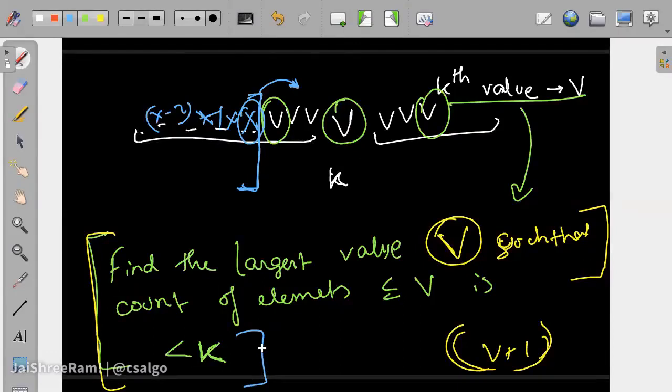Okay. Now how do we find the largest value v such that the count of elements less than equal to v is less than k?